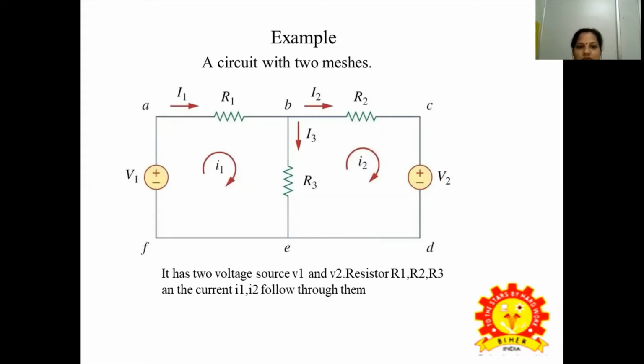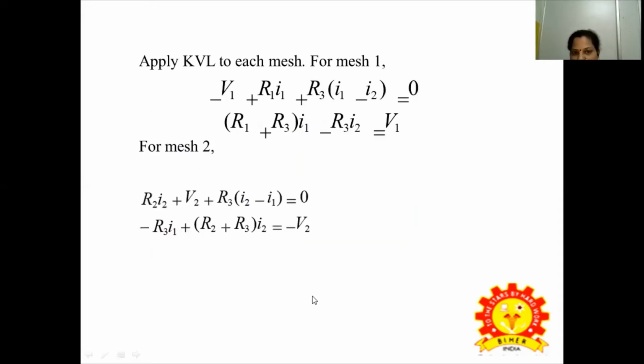A circuit with two meshes, showing the diagram. It has two voltages V1, V2, and resistors R1, R2, R3, and the currents I1, I2, I3 flow through. So apply KVL to each mesh. For mesh 1: minus V1 plus R1 I1 plus R3 into (I1 minus I2) equals 0. So the common term for I1 is R1 plus R3, and the common term of R1 and R3 gives minus R3 I2 equal to V1.